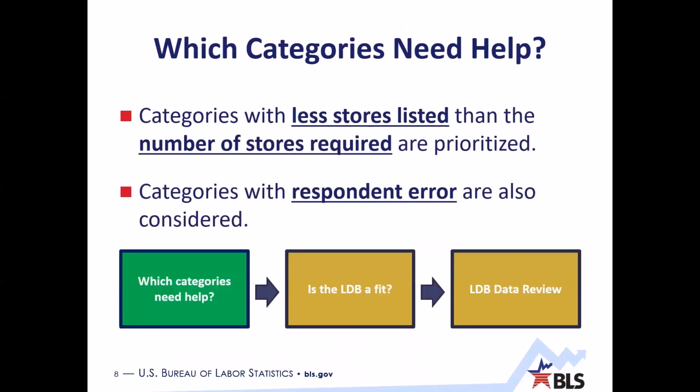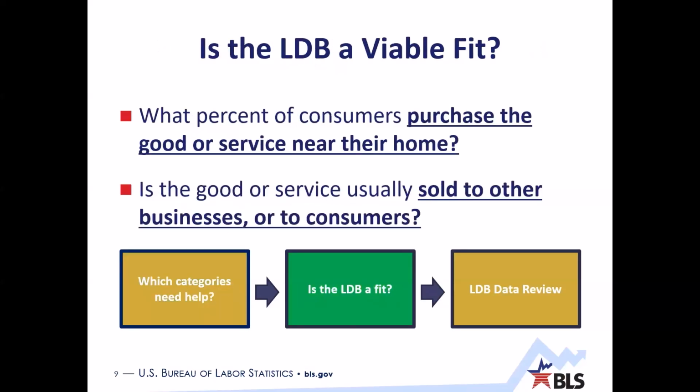So first, we look at the categories that are the poorest performers. And these are categories which have the lowest number of stores listed by respondents relative to the number that we need to get. Once we have looked at poor performing categories, we also consider other categories which might need assistance. Some of these are categories with some respondent-induced error. Categories with respondent-induced error are categories where respondents frequently list incomplete names or where they list stores that do not actually sell the good or service in question.